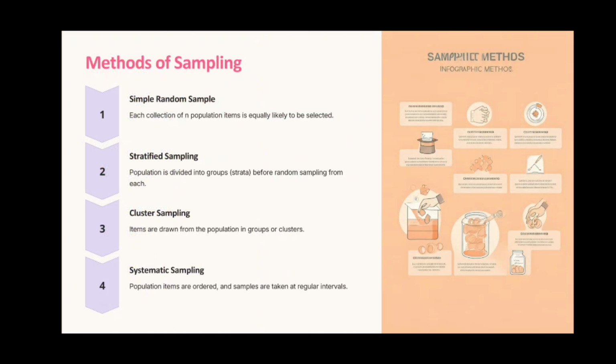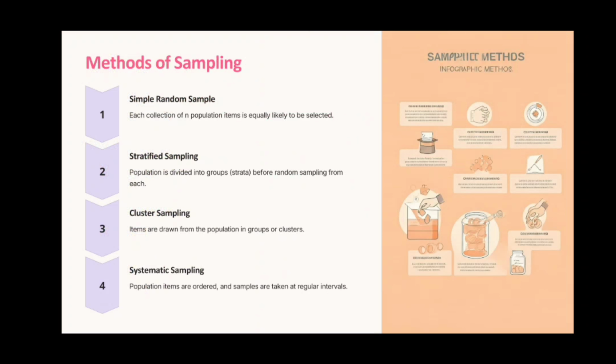Now, here we talk about methods of sampling. When you need to get information from people, there are several ways in which you can get your samples. And the first one is called a simple random sample. This deals with each collection of n population items being equally likely to be selected. In simple random sampling, which is called SRS, your sample is collected randomly. It does not have a fixed way of getting the information.